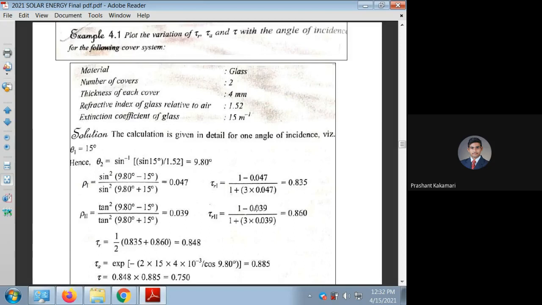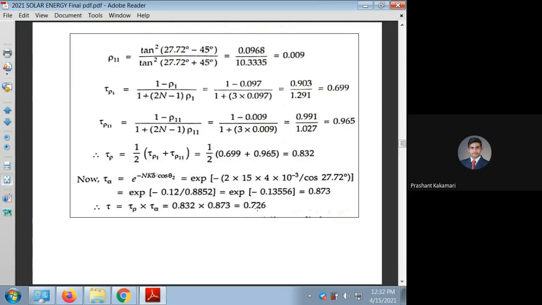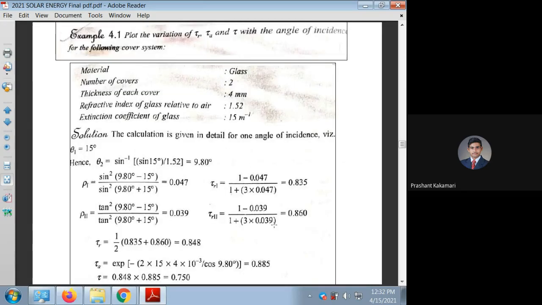Similarly, tau r2 using the same formula, with 2 covers substituted in this formula. 1 minus rho 2 divided by 1 plus (2n, 2 into 2, 4 minus 1) 3 into rho 2. Rho 2 is the second medium, the last medium, 0.039. Using that value, I will get tau r2 as 0.860. So you have to take the average of these. Once you take the average of these two, I'll get the tau r value, because they're asking that the tau r value should be plotted on the graph later. The value is 0.848.